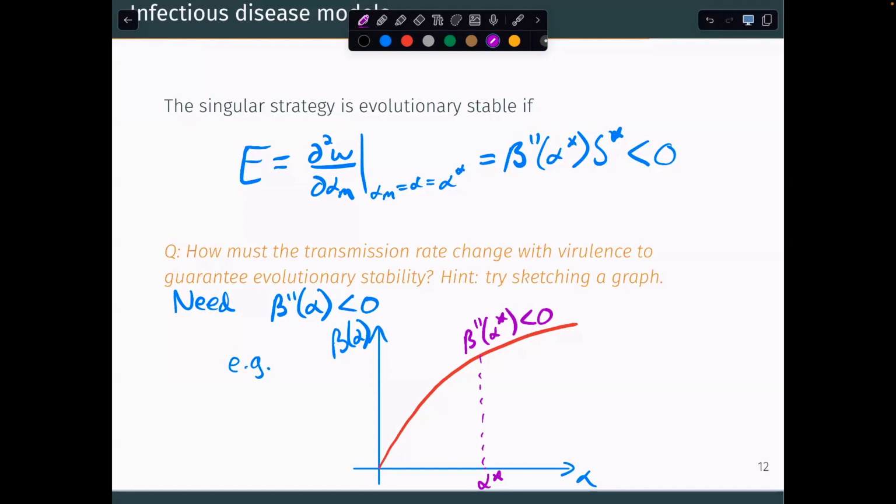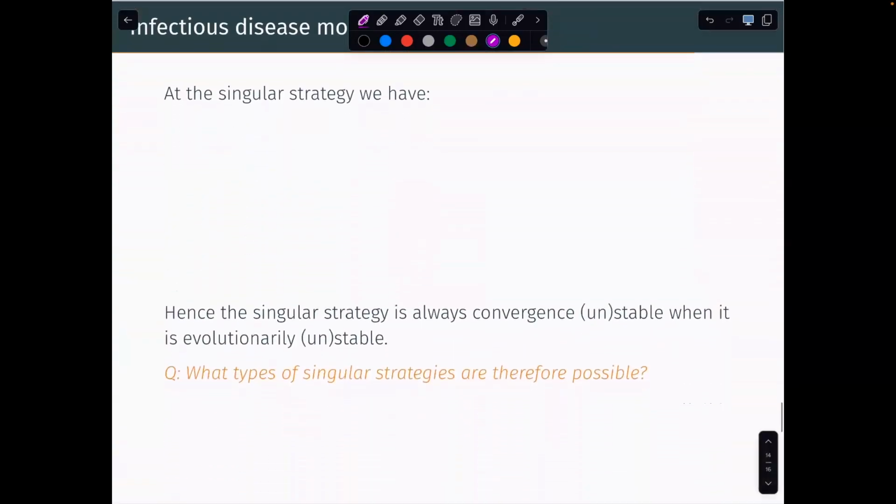Maybe it's actually producing those transmission stages, but the host is so sick that they can't go out and meet anyone. Okay, so it's debilitated them to the point where they're not actually able to transmit. Okay, so there's diminishing returns. There's a key concept here sometimes with trade-offs.